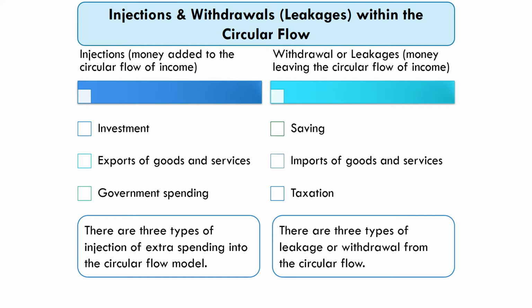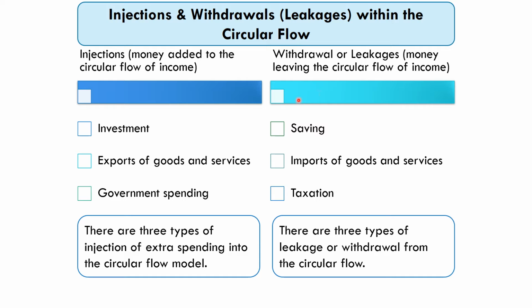So the injections that we need to be aware of: investment by businesses, which will be influenced by things like interest rates; exports of goods and services, that's money coming into the circular flow, which will be influenced by the exchange rate; and then we have government spending, which again will be influenced by the government's finances and maybe the political outlook of the party. So these will be sources of money flowing into the economy, injections that would increase the circular flow.